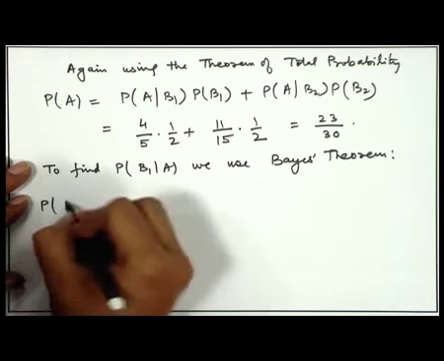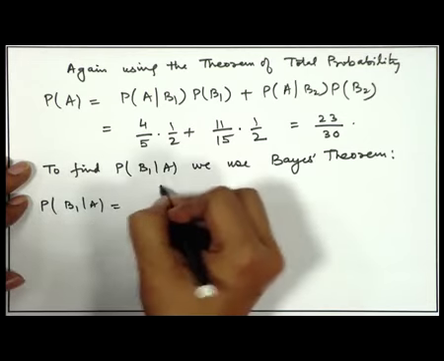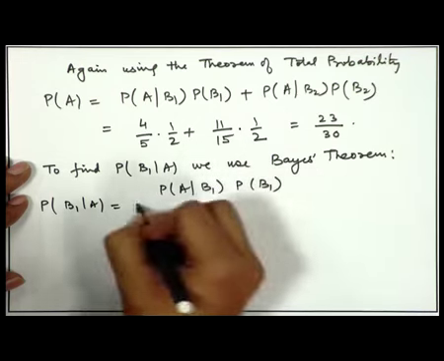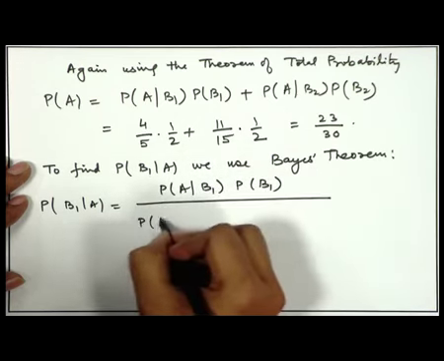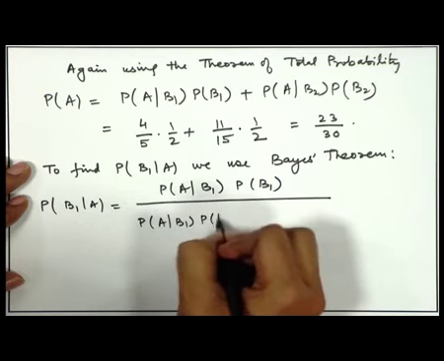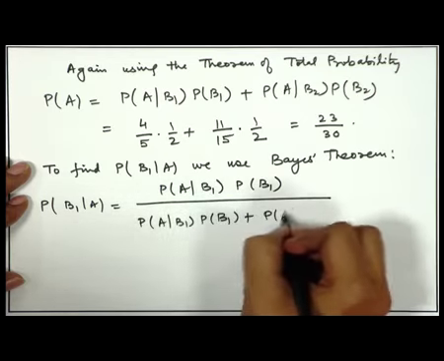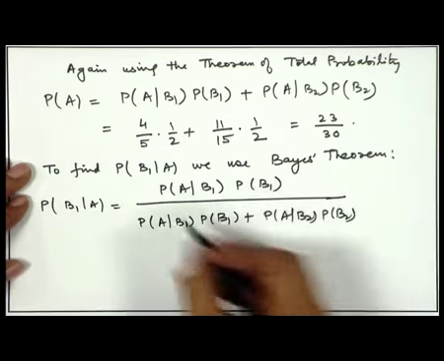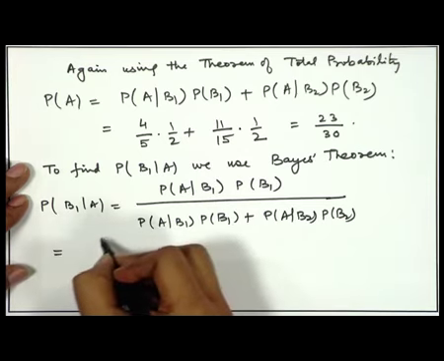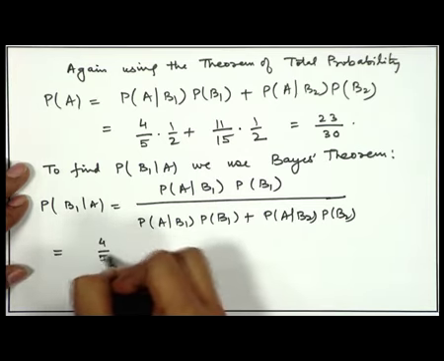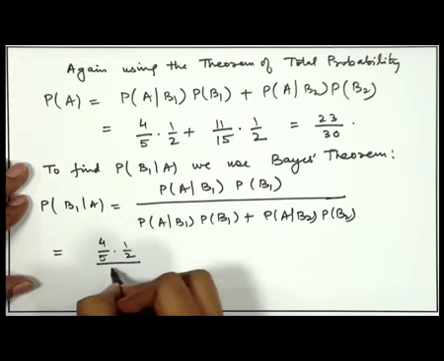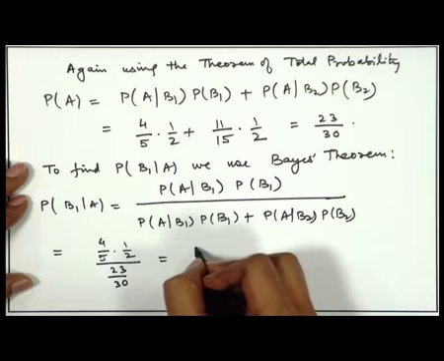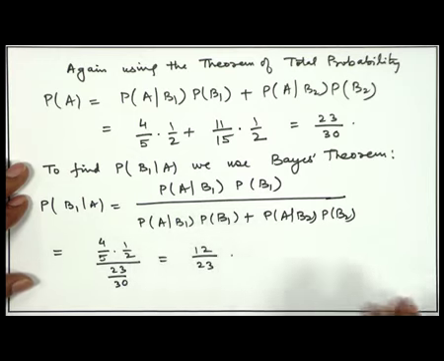So, probability of B1 given A is equal to probability of A given B1 into probability of B1 divided by probability of A given B1 into probability of B1 plus probability of A given B2 into probability of B2. So, if we substitute all the values here, that is 4 by 5 into 1 by 2 divided by 23 by 30, that is equal to 12 by 23.